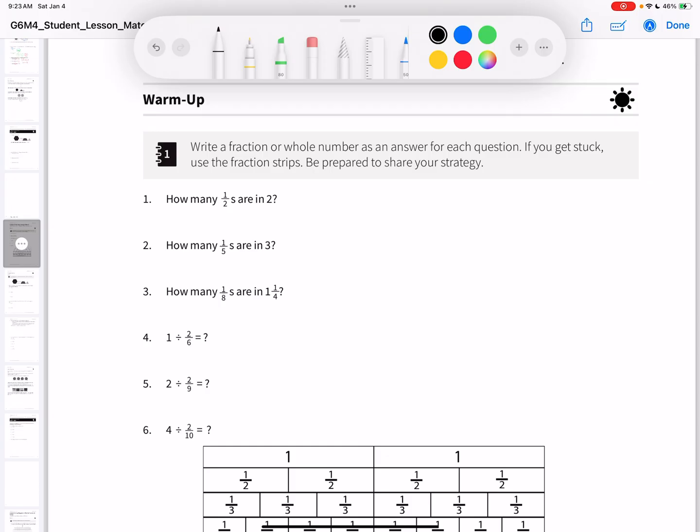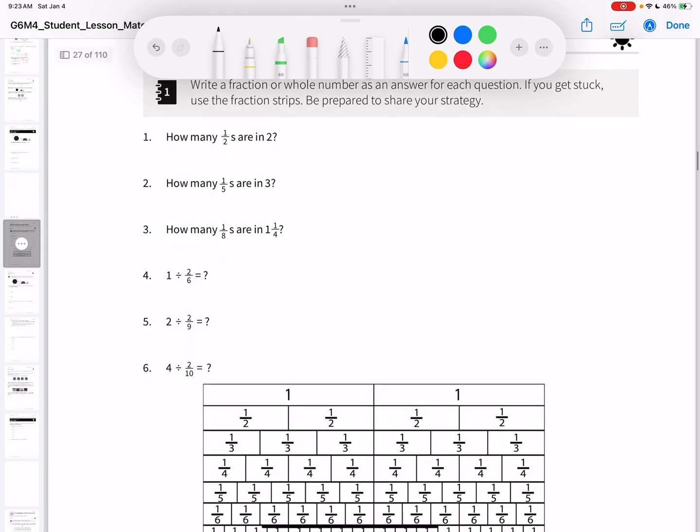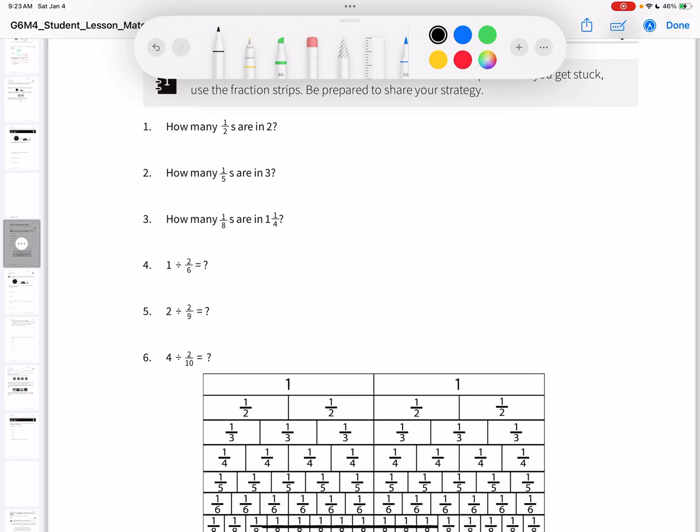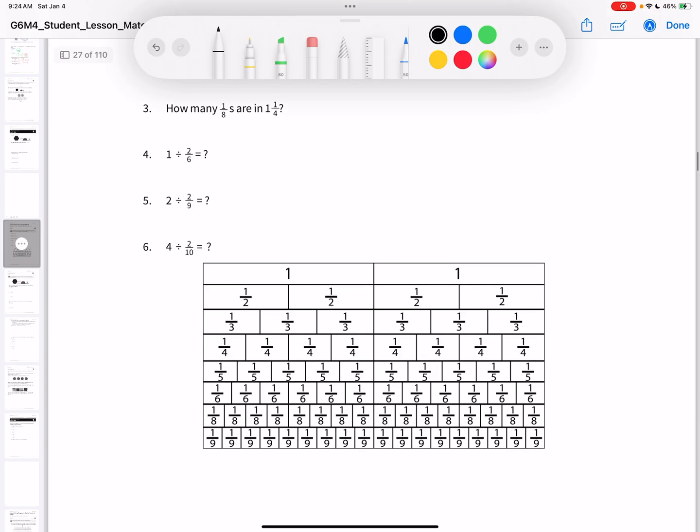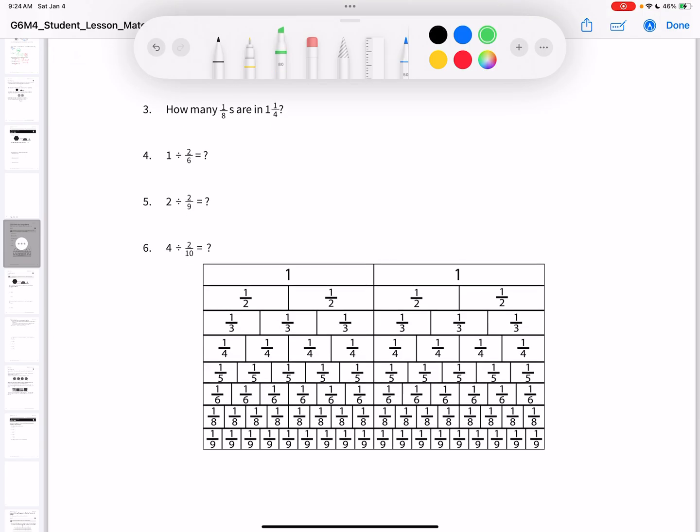So we are going to really use the fraction strip in order to understand why these things work, okay? Why our answers are what they are. So one says, how many 1/2s are in 2? So if we go down to this fraction strip, you can see I have one whole here and then another whole here. And we want to know how many 1/2s are in 2.